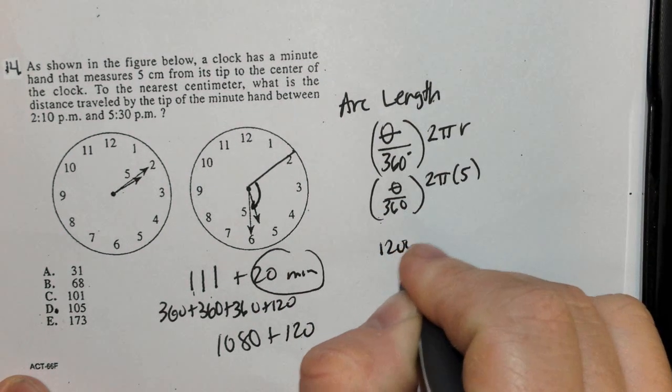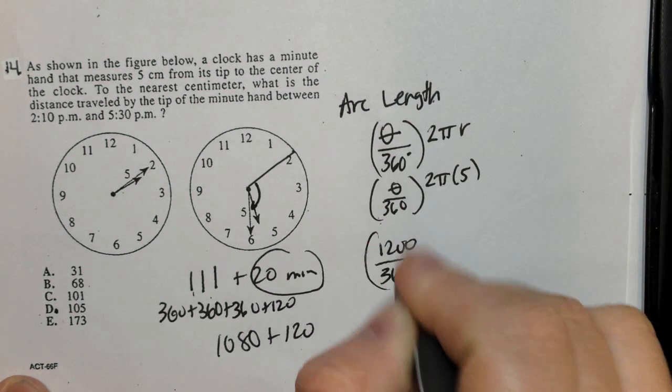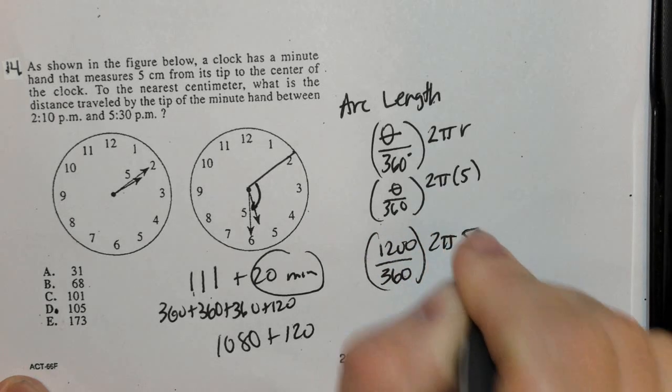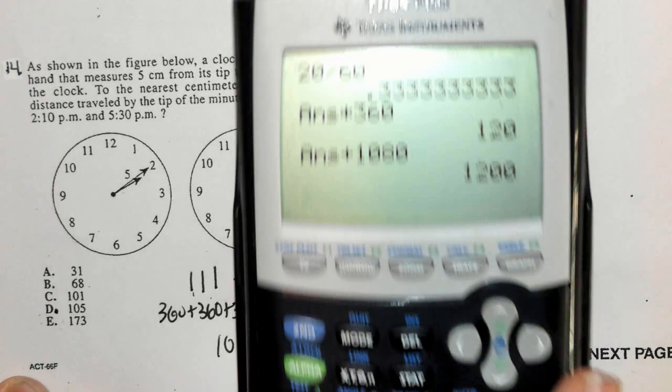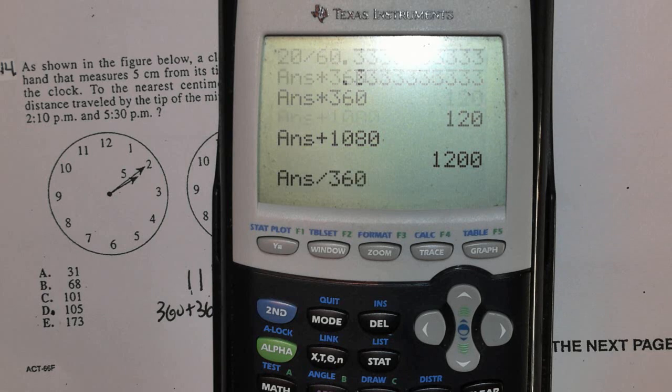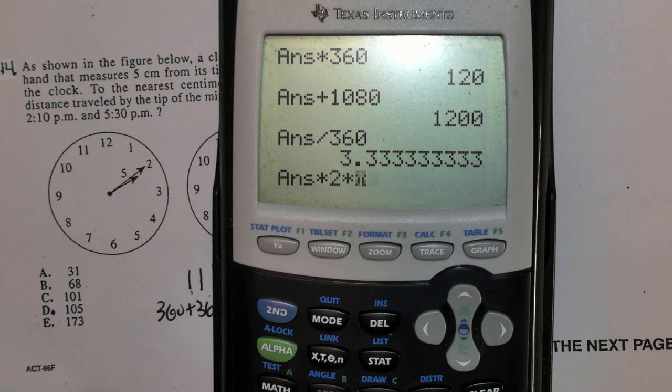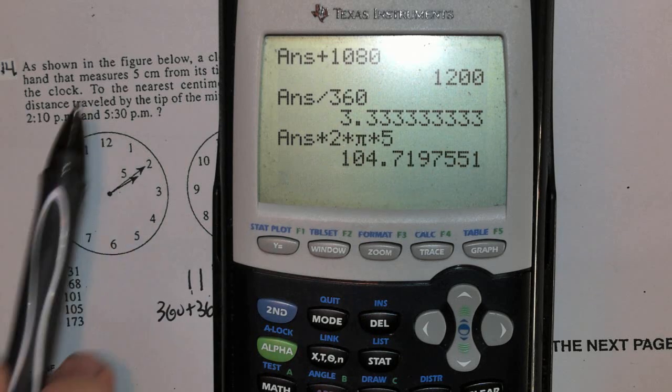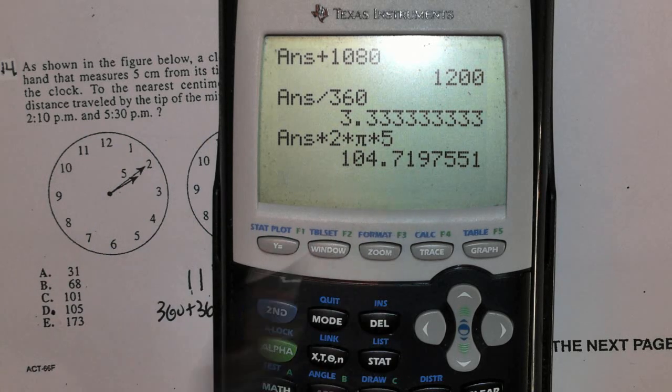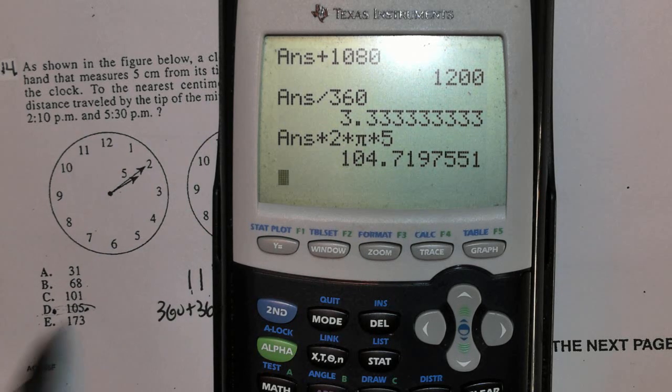So I'm going to take 1200 divided by 360 times 2 pi times 5. 1260 divided by 360 times 2 times pi times 5, and it says to the nearest centimeter. To the nearest centimeter would be 105, option D.